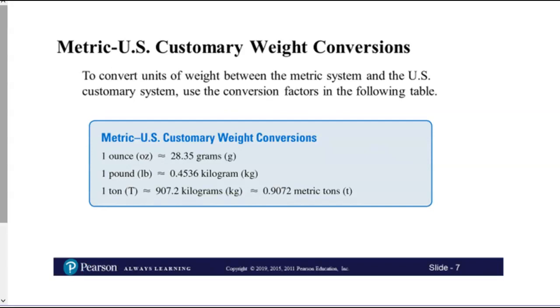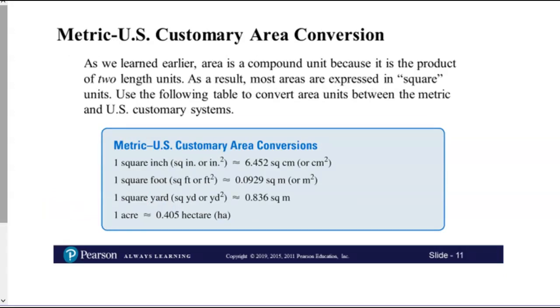The metric and U.S. customary weight conversions are very similar. Make sure that you note that the big T in tons and the little t in metric tons are similar to tablespoons and teaspoons in our customary standard system, but not to be confused with tons and metric tons. And for area, we go from square inches to centimeters squared, etc.